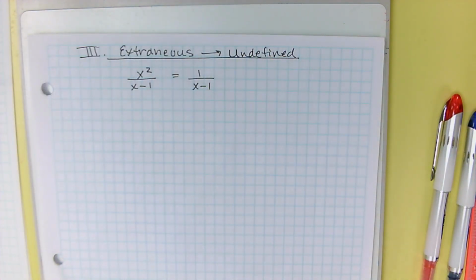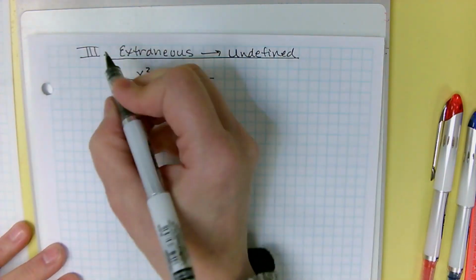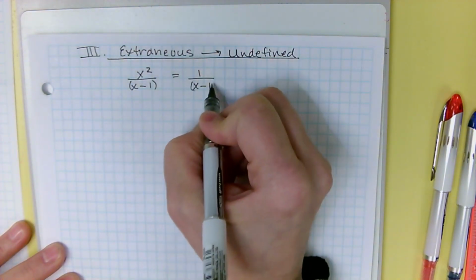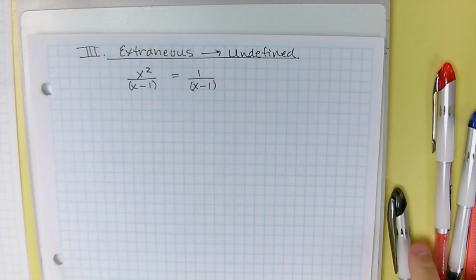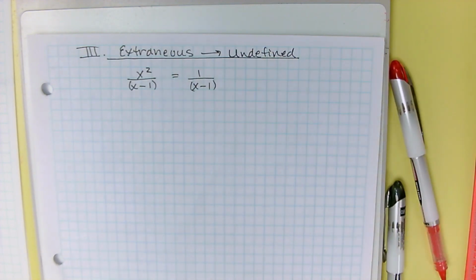Now, this one's a particularly nifty problem because guess what? The denominators are already the same. We don't have to make a common denominator. They are already the same. X minus 1 cannot be factored anymore. So we can go straight to the elimination step.